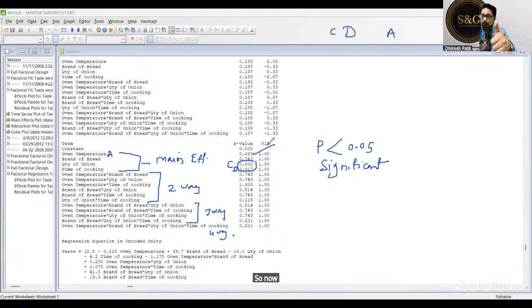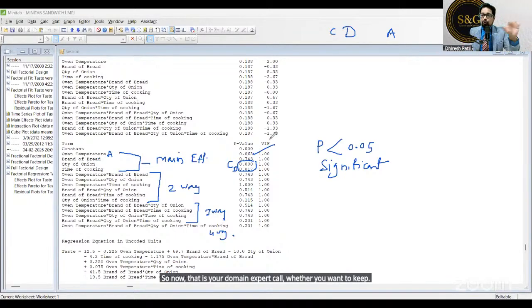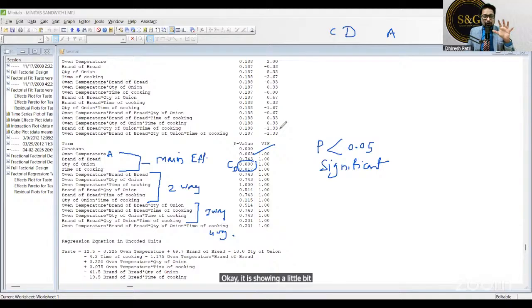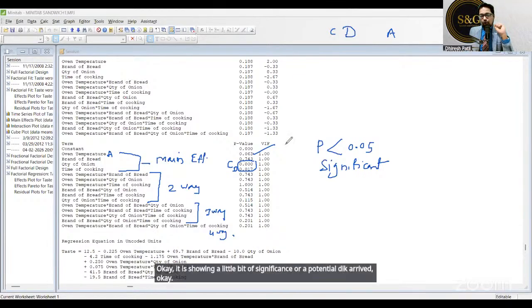So now that is your domain expert call whether you want to keep oven temperature or remove it. If you ask me, I would keep it because it is very close. Okay, it is showing a little bit of significance. It is showing a little potential. Okay, so I will not drop it.